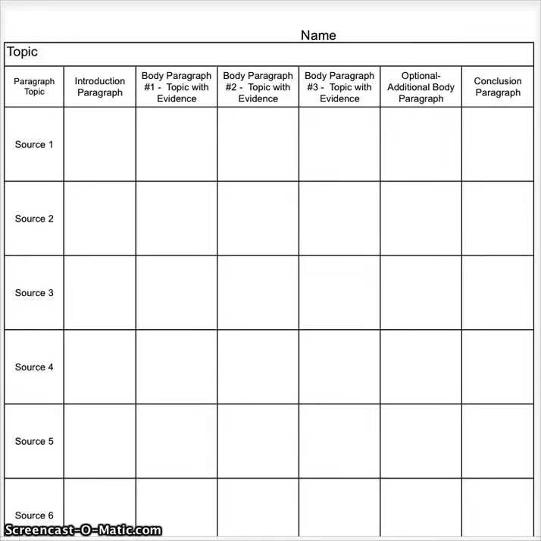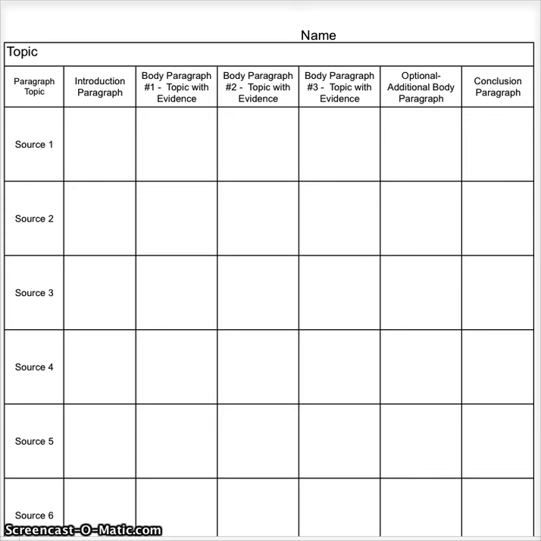This is your source spreadsheet that you'll use during the research portion of your paper. Now, the way it is laid out, you will list your topic across the top. Then we have broken it down into your intro, body, and conclusion paragraphs.